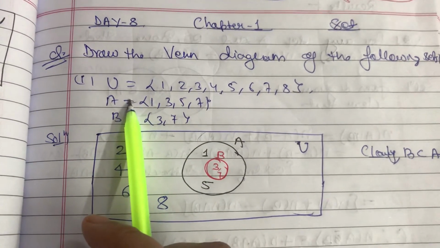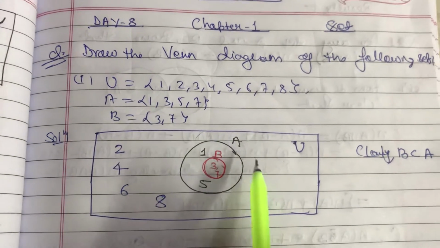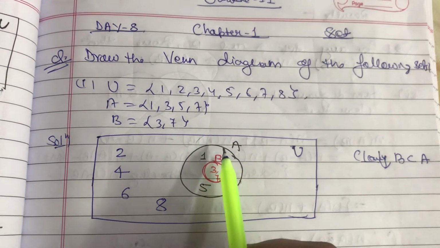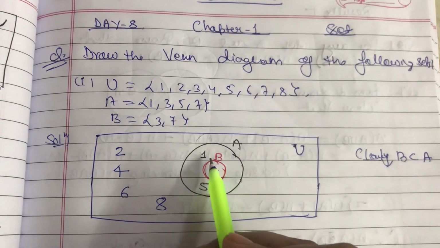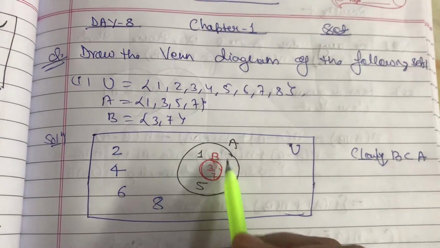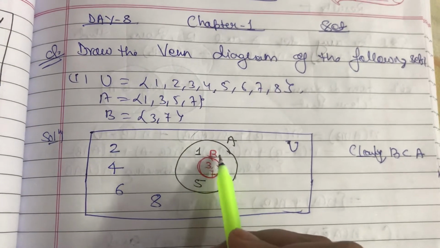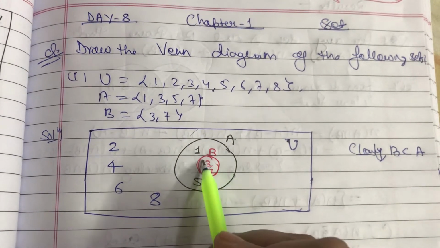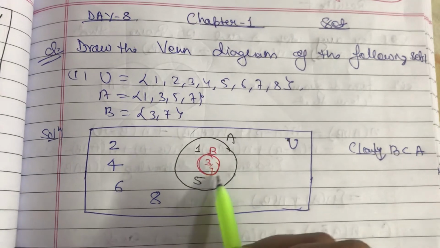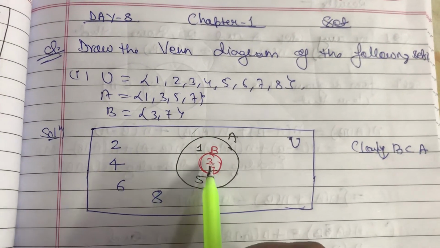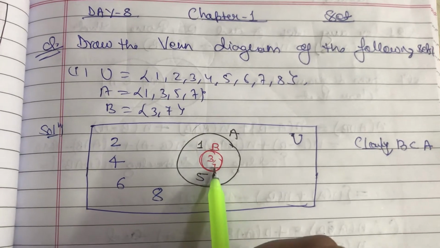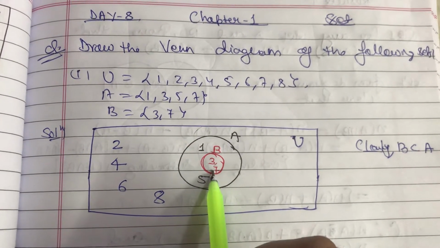So how to represent subset? First I'll draw a circle in black, which is my set A, and then again I'll draw another circle which is inside my previous circle, and the red circle is my set B. So this B is a subset of A because it lies inside it. Now what are the elements of B? 3 and 7. So I'll write the elements 3 and 7 inside the circle B.